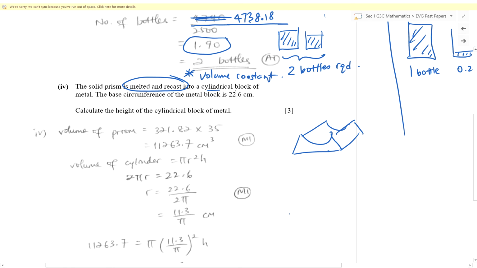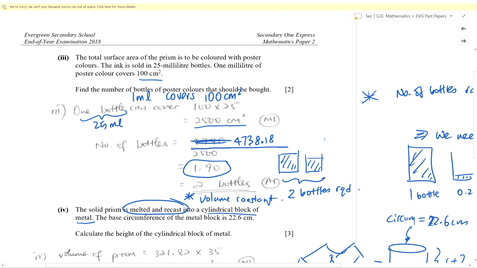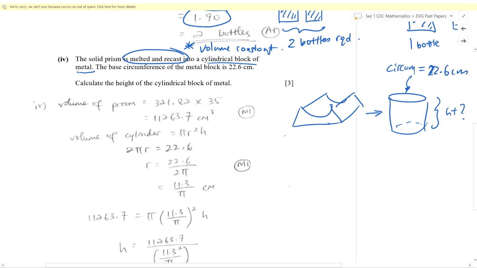So now it becomes a cylindrical block of metal. So this becomes this. It is a cylinder, and the base circumference is 22.6. They ask you for the height. Now, we are going to make use of constant volume. From part 1, have we found the volume? No, we haven't found the volume. So we need to find the volume of the prism. Volume equals, we're going to make use of the same base area again, 321.82 times 35, because the length over here is 35 cm. Take cross-sectional area times 35.